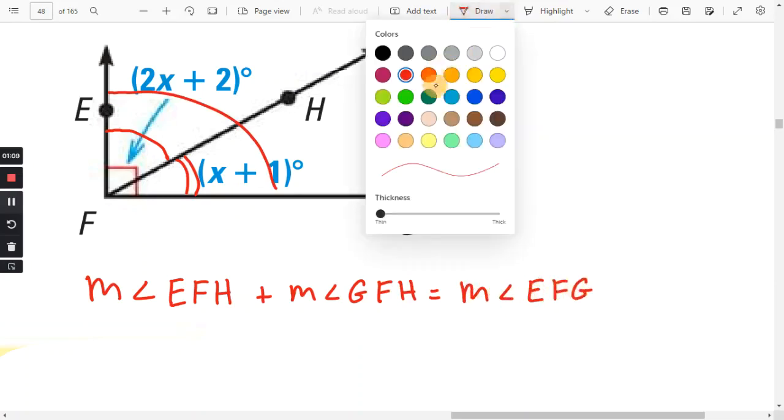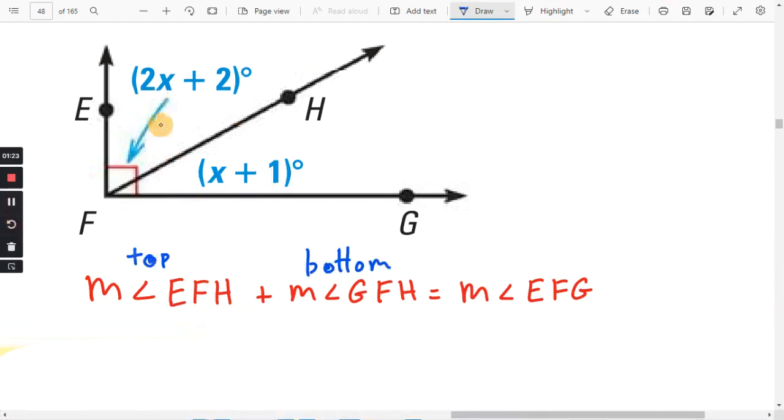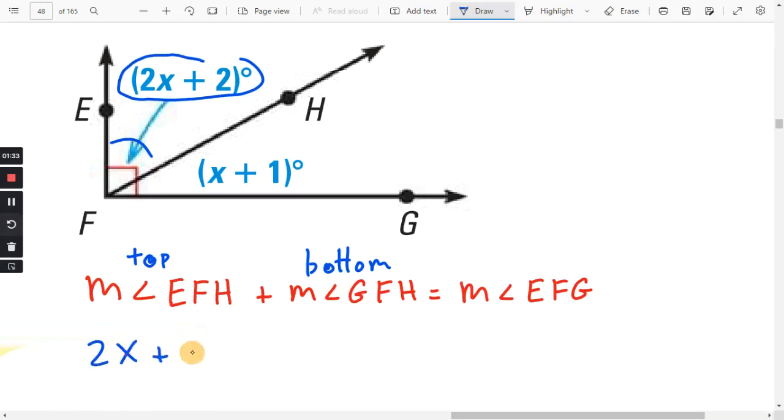All right. So the first one is basically the one on the top, and the second one is the one on the bottom. Okay, so the one on the top is this angle right here. That's going to be 2x plus 2. All right, that algebra expression represents the angle measurement. And the one on the bottom, that's going to be this one right here. That's x plus 1.